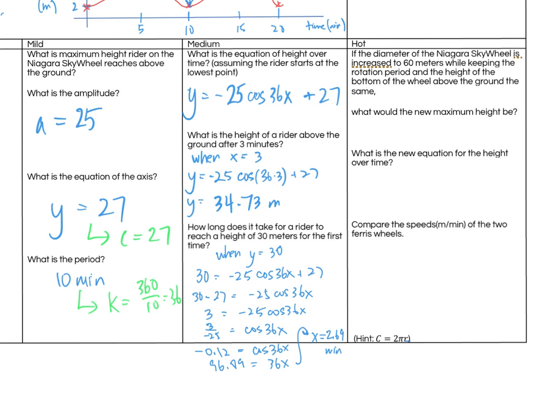So revisiting that, I ended up with cos 36x equals negative 0.12. Then I do the cos inverse. I get 36x equals 96.89. And then divide both sides by 36, I end up with 2.69 minutes. So the rider reaches a height of 30 meters after 2.69 minutes.